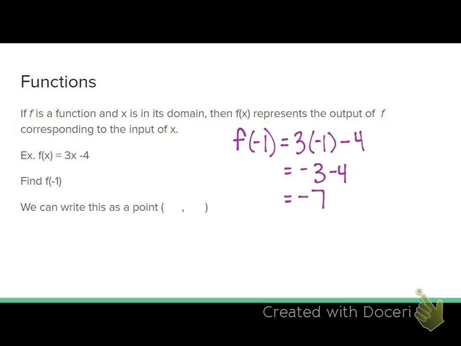So down at the bottom of that box, it says we can write this point. So remember, your points are x comma y, or input comma output. So what was our input? What did we plug in? -1. What did we get as our output? -7. So just reviewing some of that function notation. Questions, concerns, need more time in our functions box.